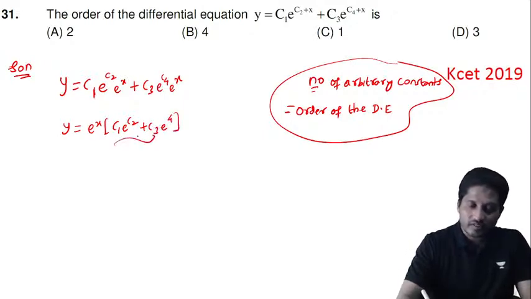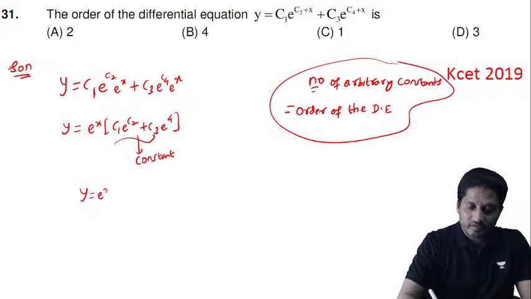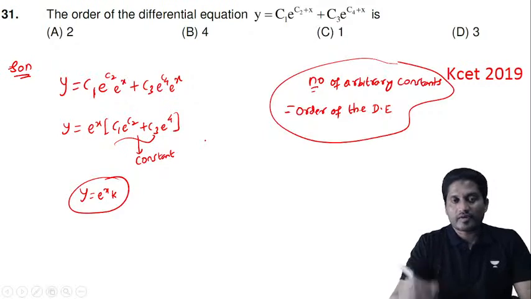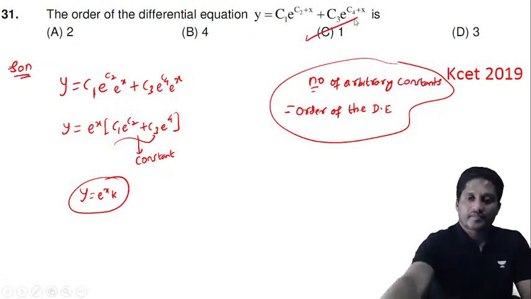All this is constant only. All this is one constant. Now you get y is equal to e power x into k. Right, there's only one constant. Number of arbitrary constants is equal to order of the differential equation. Order will be equal to 1. Right, let's move to the next question.